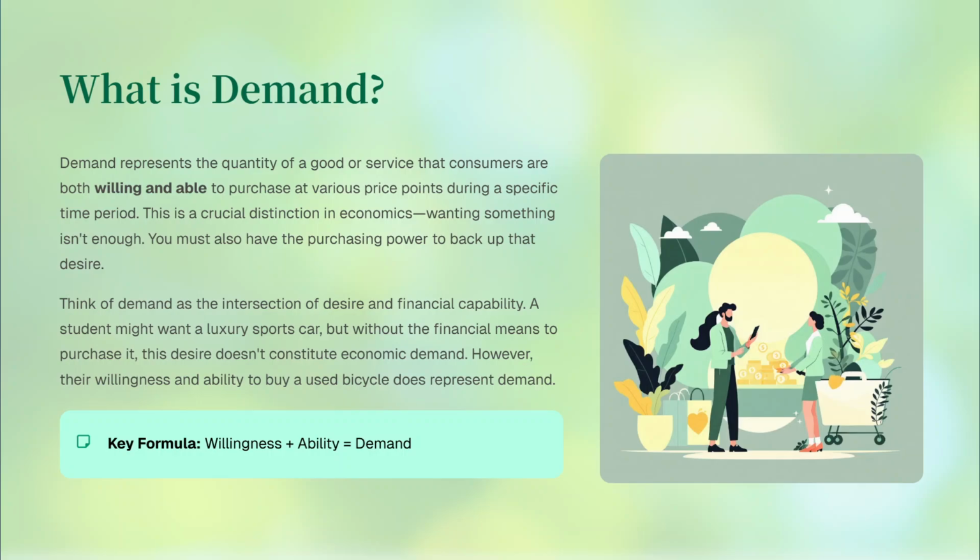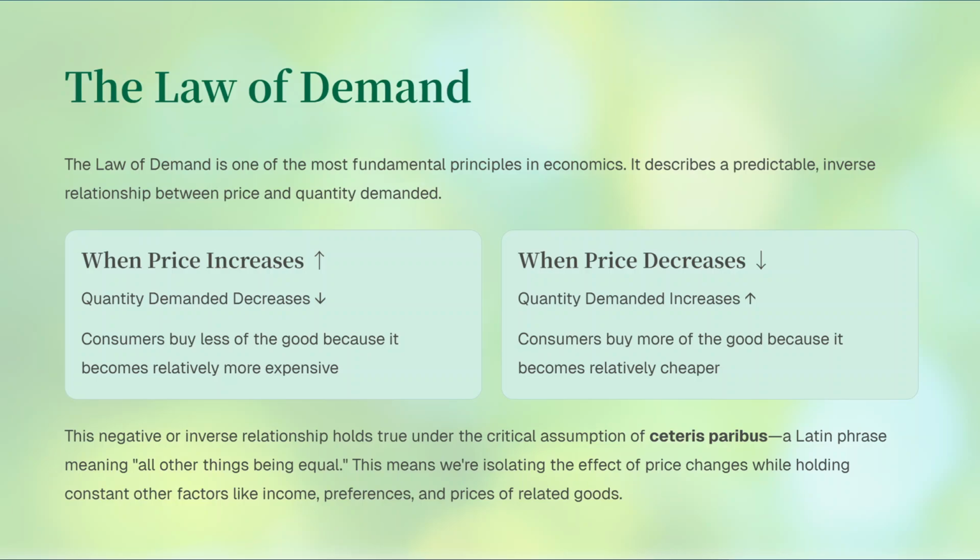This brings us to the fundamental law of demand. It is very intuitive and states, as the price of a good falls, the quantity demanded of it will increase. Conversely, as the price of a good rises, the quantity demanded of it will decrease, ceteris paribus. So, when the price increases, the quantity demanded decreases. Why? Consumers buy less of the good because it becomes relatively more expensive. When the price decreases, the quantity demanded increases. Why? Because consumers buy more of the good because it becomes relatively cheaper.